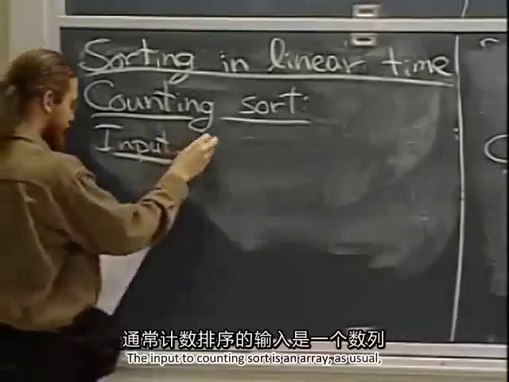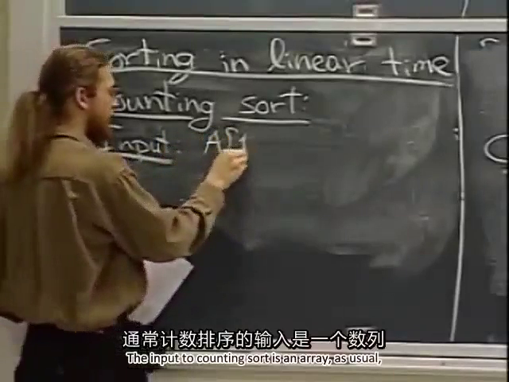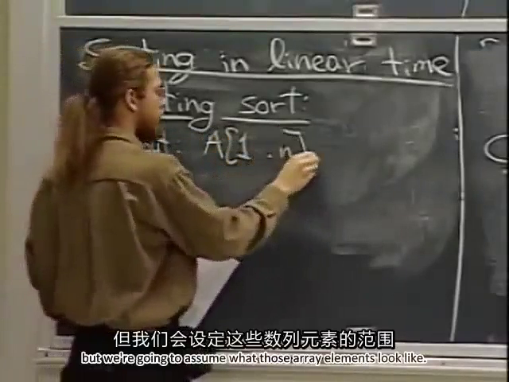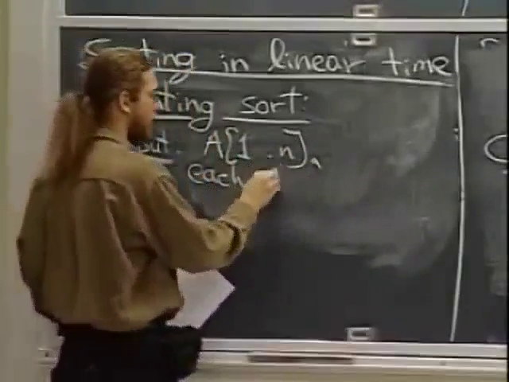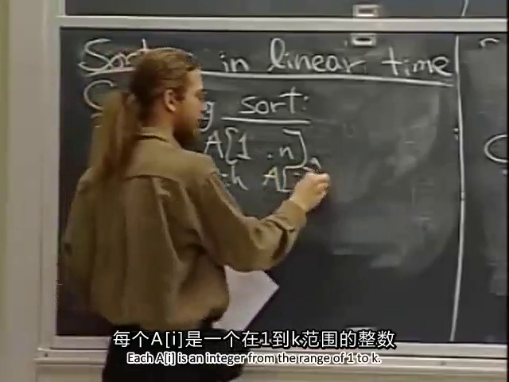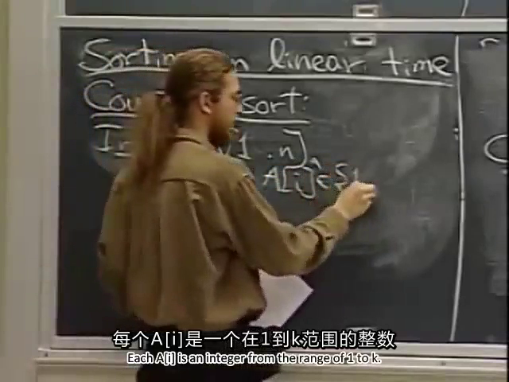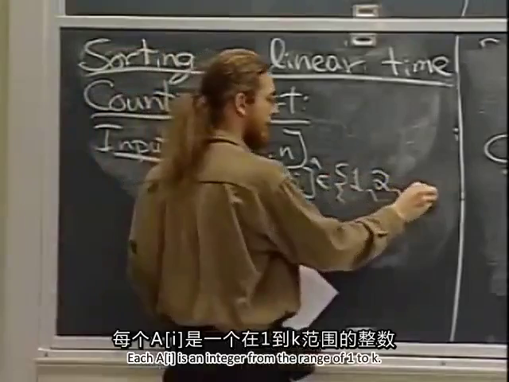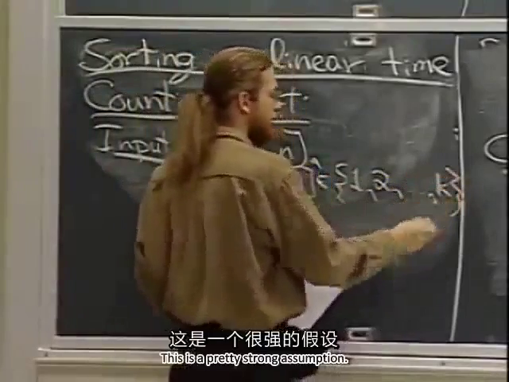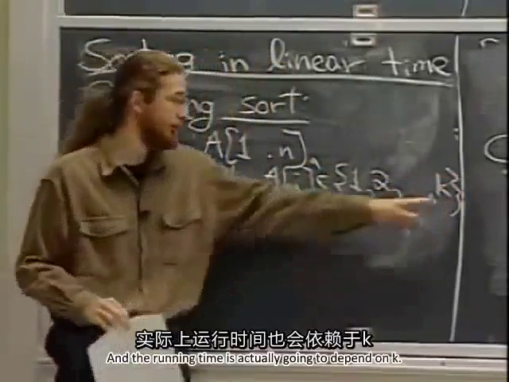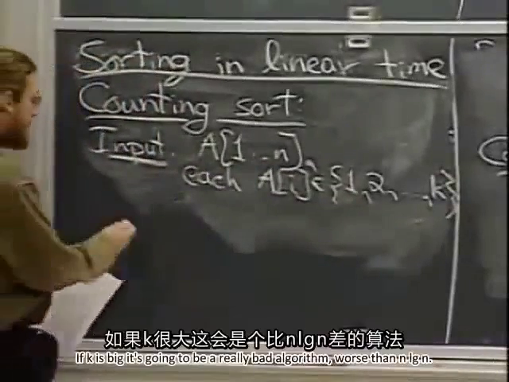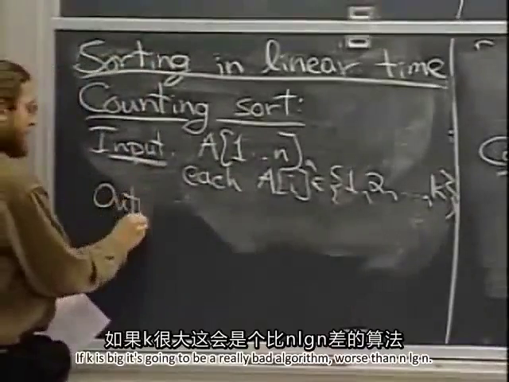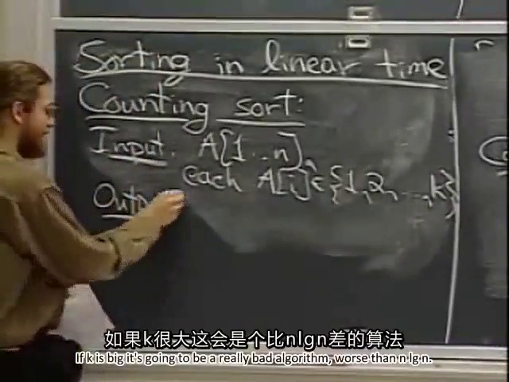So the input to counting sort is an array, as usual, but we're going to assume what those array elements look like. Each A[i] is an integer in the range from 1 to k. This is a pretty strong assumption, and the running time is actually going to depend on k. If k is small, it's going to be a good algorithm. If k is big, it's going to be a really bad algorithm, worse than n log n.